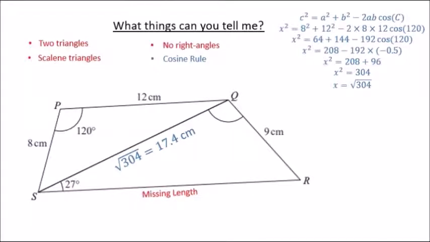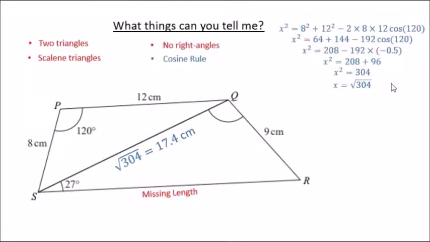Now it's worth noting that with this example, you have 2 times 8 times 12 next to cos 120. Don't forget that the 2 times 8 times 12 needs to be multiplied by cos 120 before you can combine it with the 8 squared and the 12 squared. So we can't do 64 add 144 take away 192 before we multiply the 192 by cos 120. And I'm not going to dwell on that, but take a look through it, make sure you understand it.